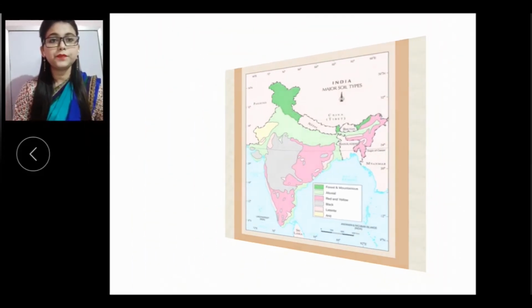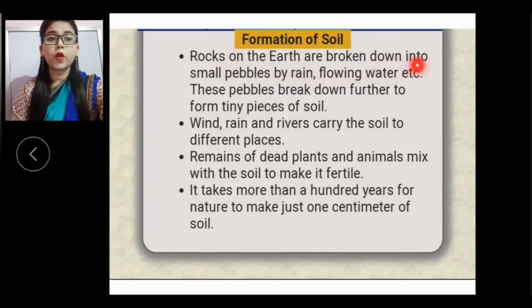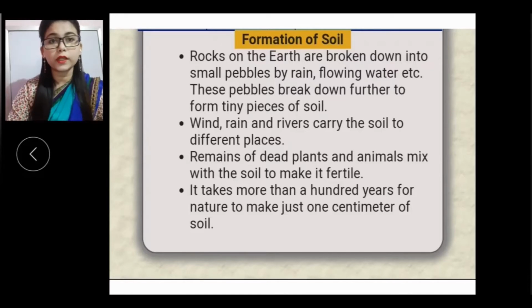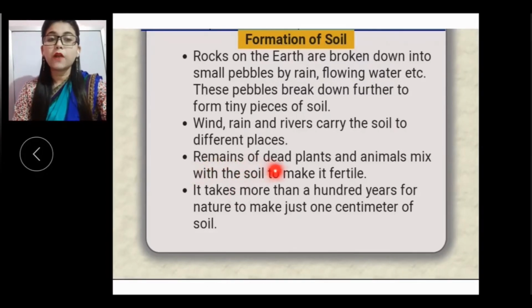Now let's move further. Formation of soil. This point is very important: rocks on the earth are broken down into small pebbles, sometimes by rain. Then from the force of flowing water, these pebbles break down further to form tiny pieces of soil. Wind, rain and rivers carry the soil to different places. Remains of dead plants and animals mix with the soil to make it fertile.